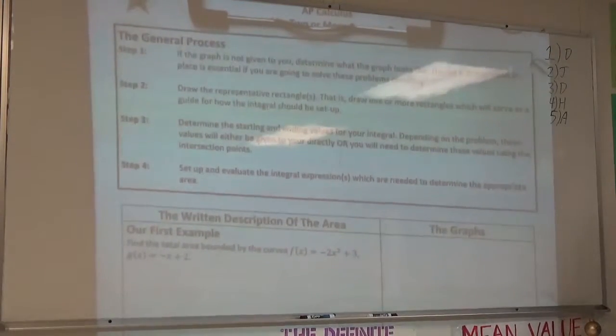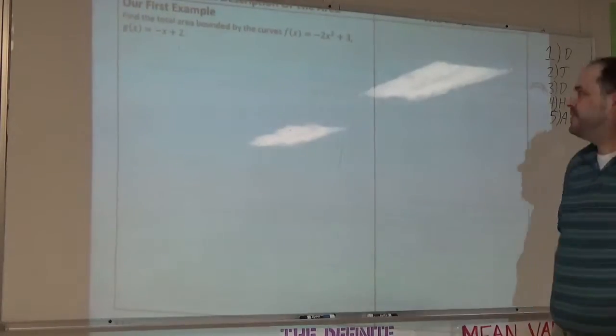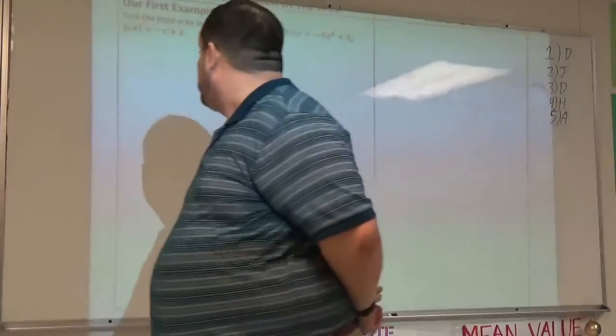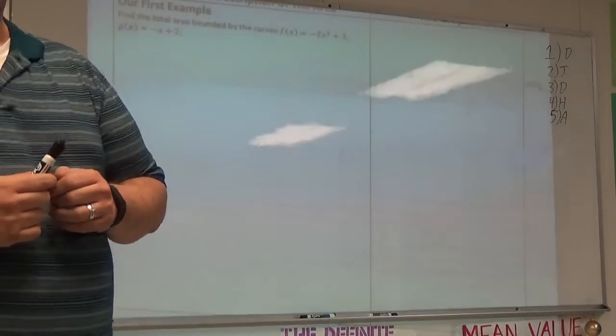So a typical problem looks like this. Find the total area bounded by the curves f of x equals negative 2x squared plus 3 and g of x equals negative x plus 2. This is the new challenge. This is how these problems will look and feel and present themselves. I'll give you a minute or two to get your legs underneath you and come up with some ideas.